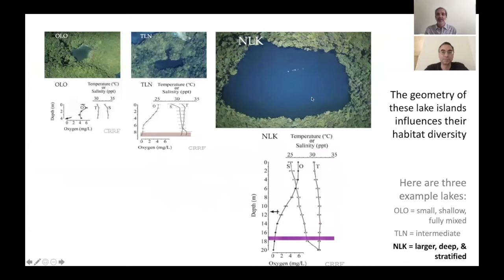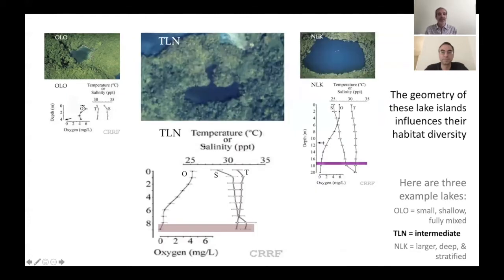Mecherchar Lake is much larger, deeper, and oxygen, temperature, and salinity vary with depth, creating multiple habitats, including above, within, and below a chemocline, shown in mauve. And there is a wide diversity of lakes in between, such as Tea Lake, shown here.